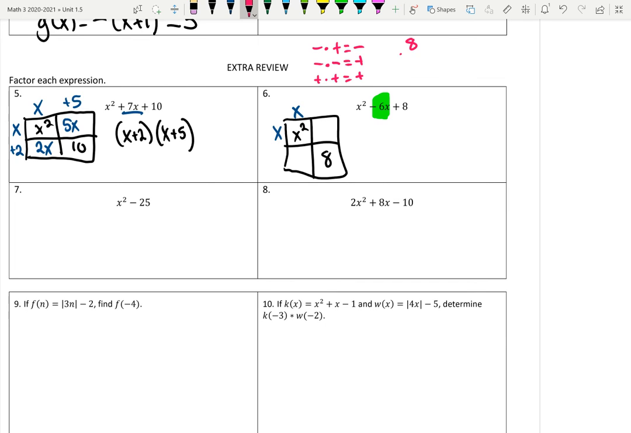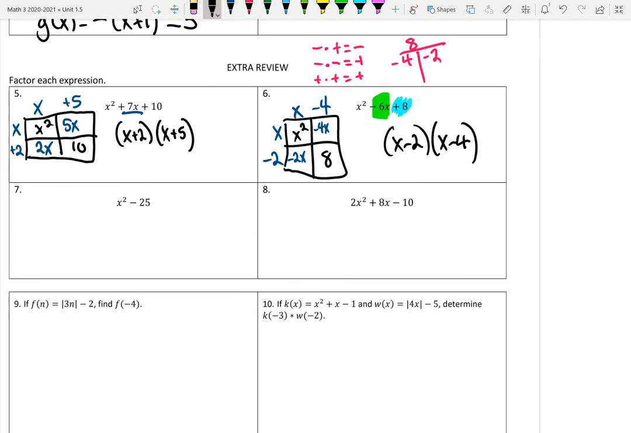So when I'm looking at the factors of 8, I'm going to pick 2 negative factors to produce a negative b value, but a positive 8. And when I multiply this out, that matches. x minus 2, x minus 4.